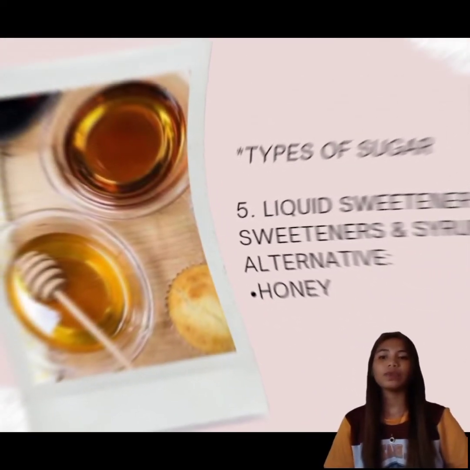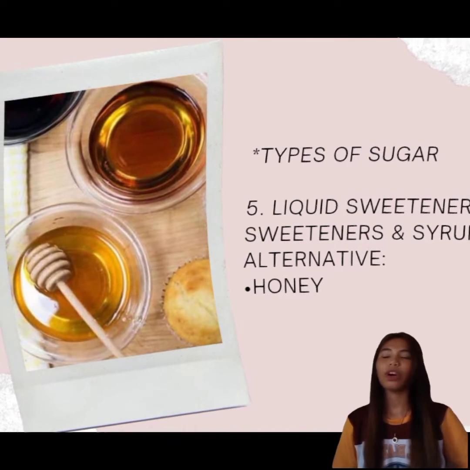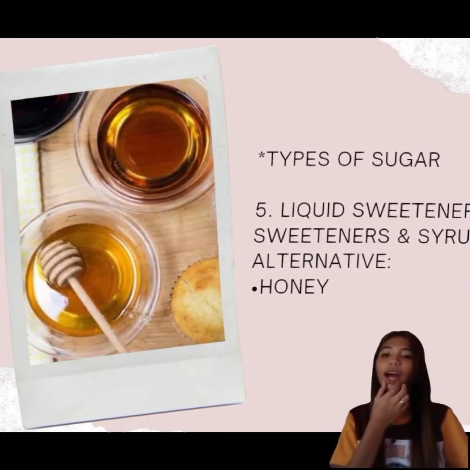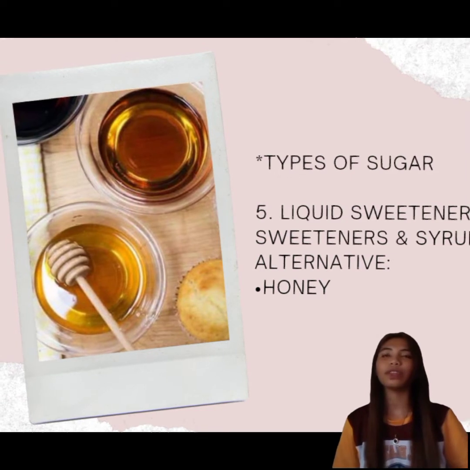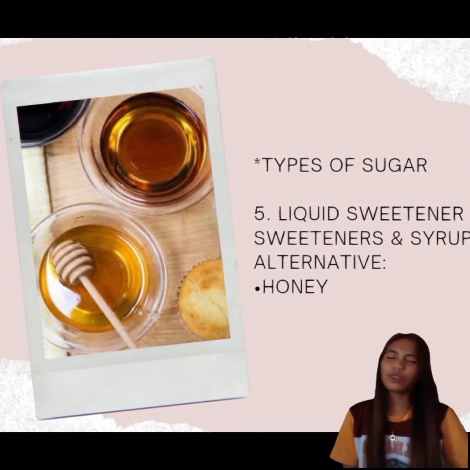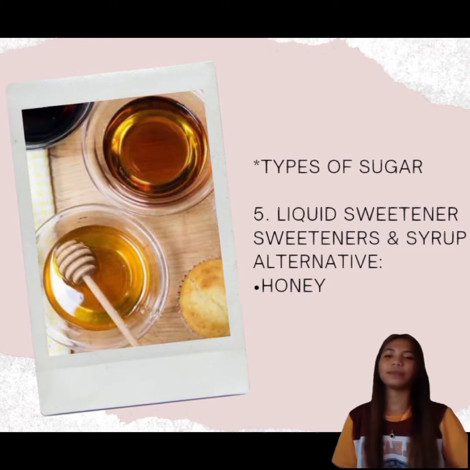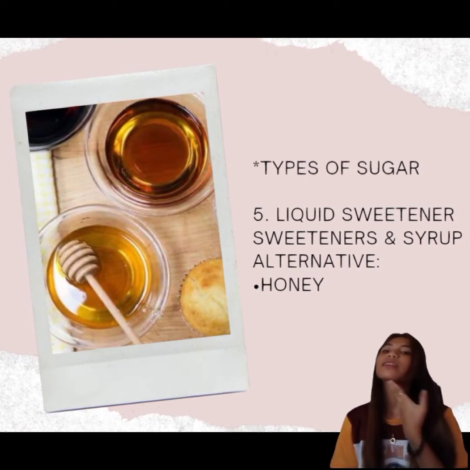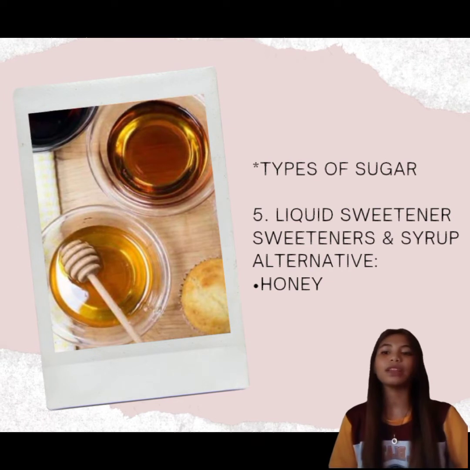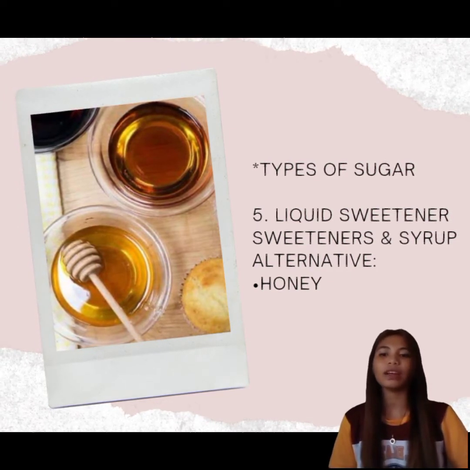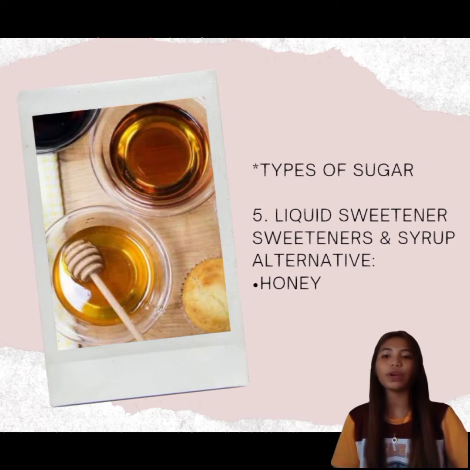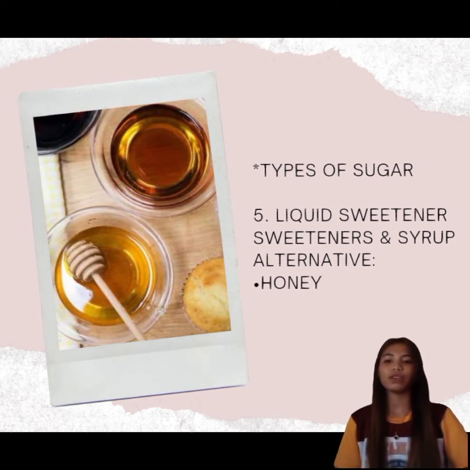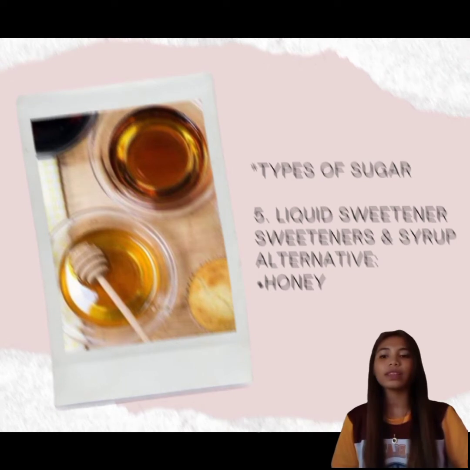And the last of the types of sugar, we have the liquid sweetener or syrup. If you don't have liquid sweetener, we can use honey. The flavor is slightly different, but it also works with sweets or baking recipes like no-bake cookies or banana blueberry muffins. Use honey as a 1-for-1 substitute for maple syrup, though it will taste slightly different.